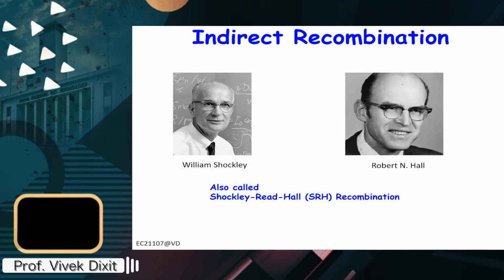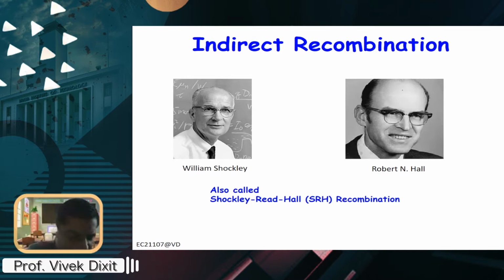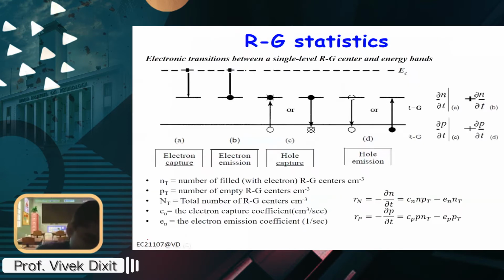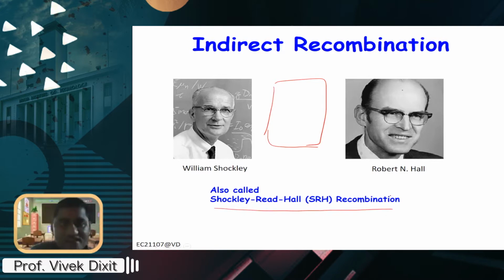We already reviewed what we discussed in the last class. In today's class, we are going to discuss indirect recombination. These gentlemen here, William Shockley, Robert Hall, and another person whose photo is not available here, Reed. This model is called Shockley-Read-Hall recombination because these gentlemen derived the equation governing the indirect recombination, right? So let us see how they derived it.